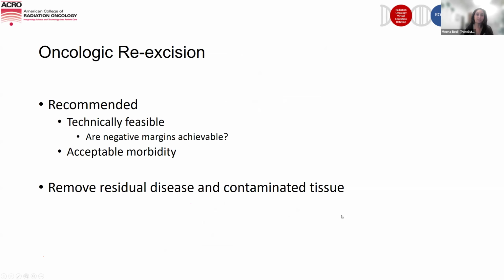So if you are able to, oncologic re-excision is recommended if it's technically feasible. If you're going to have some morbidity, like removing the femoral nerve or any of these other structures, like Dr. Blitzer had mentioned, then it might be more morbid than the benefit you'll get out of it. But I think it's worth being a little bit more aggressive, given that these are unplanned excisions. Will they have acceptable morbidity? Can we remove the residual disease and the contaminated tissue?